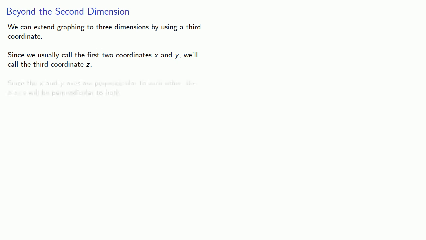We can extend graphing to three dimensions by using a third coordinate. Since we usually call the first two coordinates x and y, we'll call the third coordinate, how about z? And since the x and y axes are perpendicular to each other, the z-axis will be perpendicular to both.